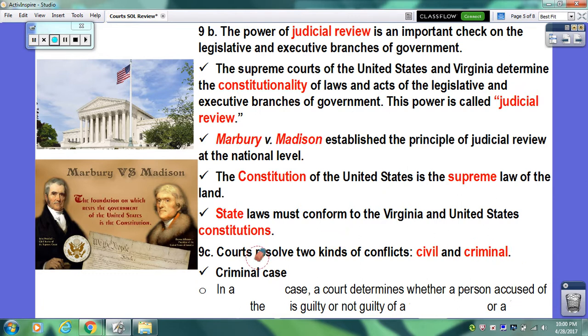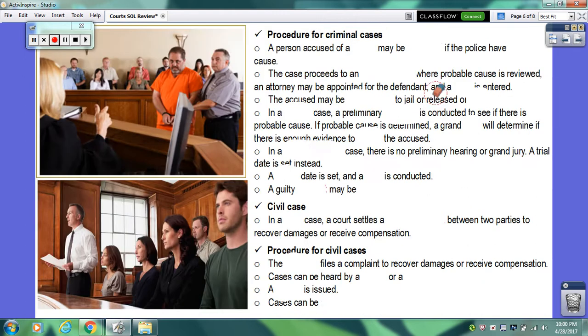So the first kind of conflict we're going to look at here is a criminal case. In a criminal case, a court determines whether a person accused of breaking the law is guilty or not guilty of a misdemeanor or a felony. Again, going back to our definitions, a misdemeanor is a lesser crime and a felony is a more severe crime. So we're looking to see how the whole process of a criminal case is broken down.